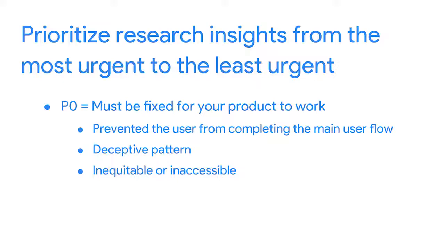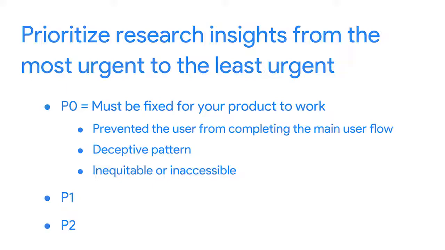These insights can be categorized into buckets based on their priority. In addition to priority 0, you might have buckets called priority 1 and priority 2. Let's think about an example of an insight that might be categorized as priority 1.